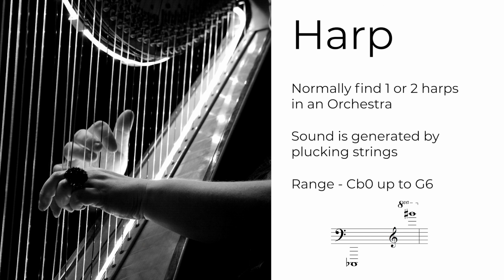In addition to the violins, violas, cellos and basses, a typical orchestra would also have 1 or 2 harps. Whilst not technically part of the normal string section, a harp's sound is generated by plucking strings, so I've included it in this piece. The harp has an extremely large range from a C flat 0, which is 3 octaves below middle C, right up to G6.